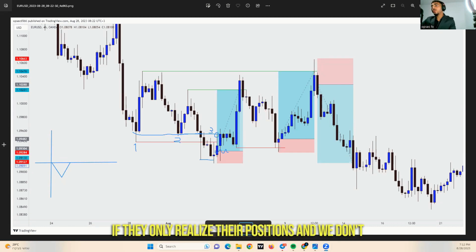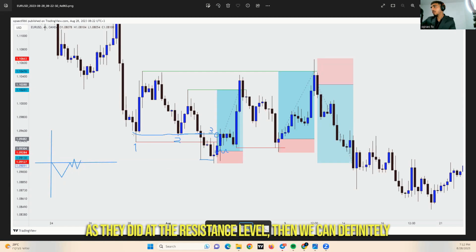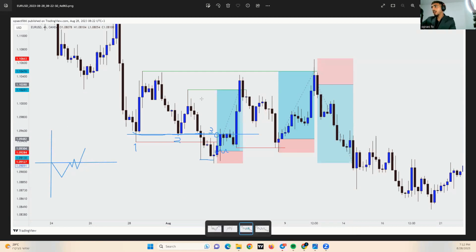If they only realize their positions and we don't know if they open shorts or longs, then it might be consolidating around here, and we don't have the type of data to be able to predict where exactly it is in respect to this line. But if we can clearly see that they opened longs, such as they did at the resistance level, then we can definitely and clearly say that price is in the long side. Hence, this means we are in a discount. Price is currently trading at a discount. And that is why I bought over here.